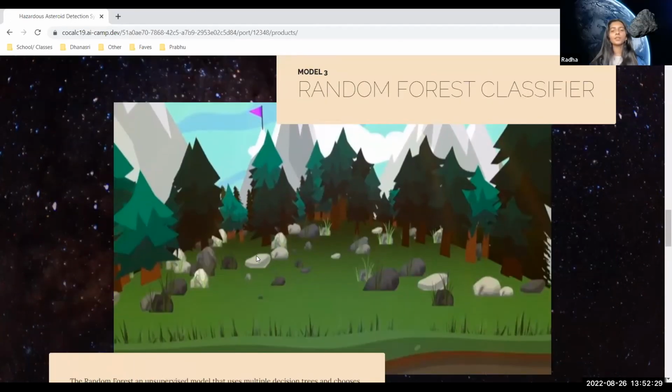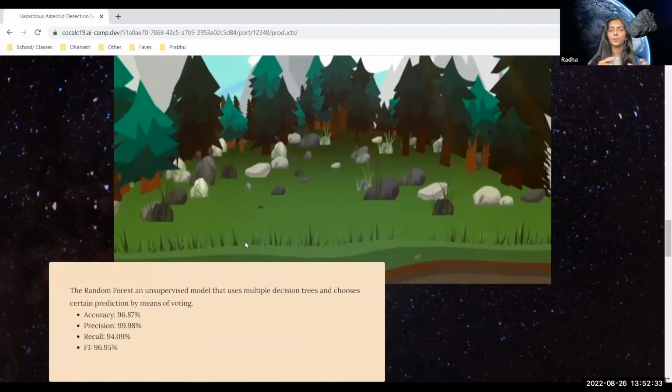All right. So the random forest tree classifier works by having a bunch of decision trees running. And then with the predictions that it makes, it chooses one by means of voting. And this one was actually one of our highest scoring models, second place to decision trees, with an accuracy, recall, and F1 score all in the 90s and only a precision score in the 80s.